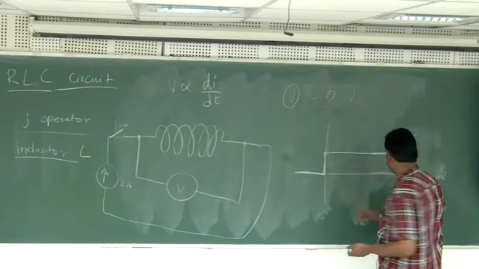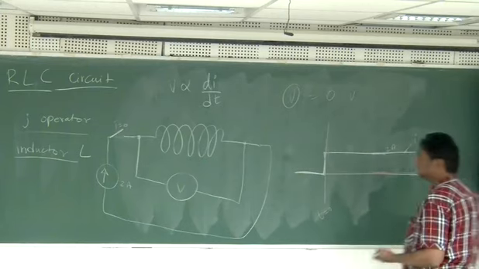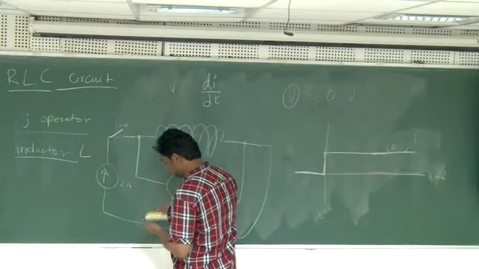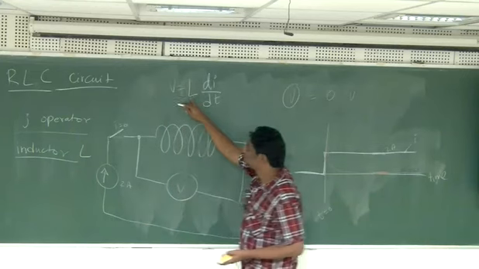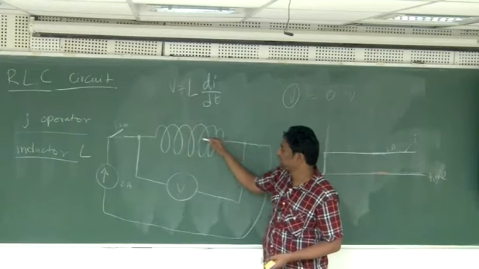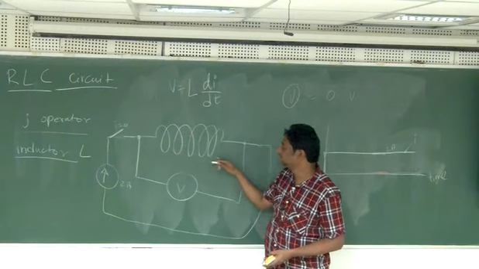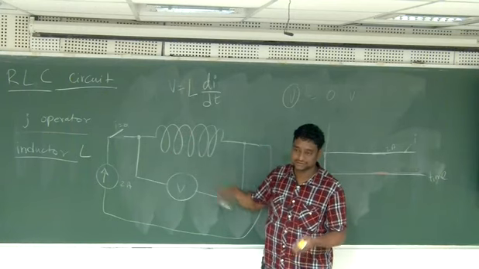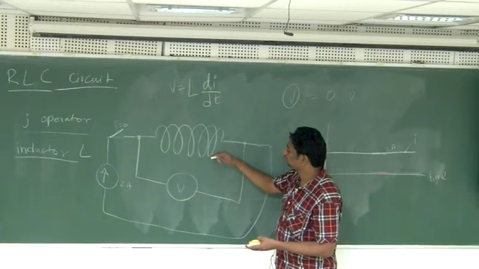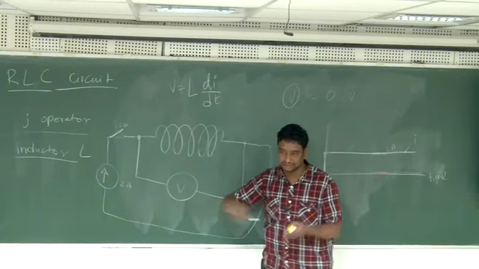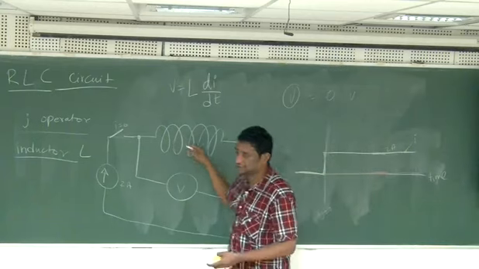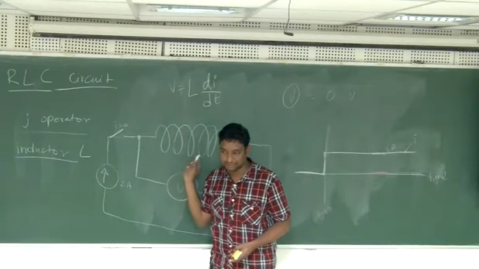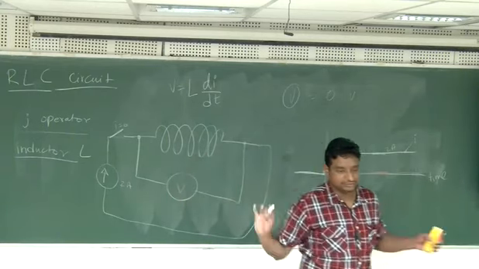What is the constant of proportionality? That value is L. So this L depends on how much is the length, how many number of turns you are winding, what is the area of cross section, and what is the material that is there inside. So it depends on the physical properties of this, which we will not go into right now.